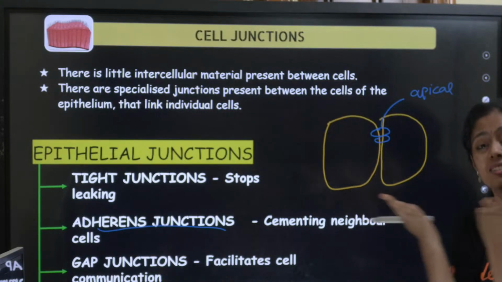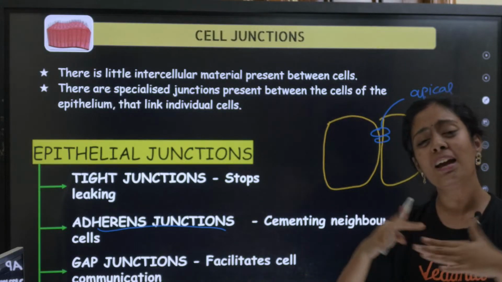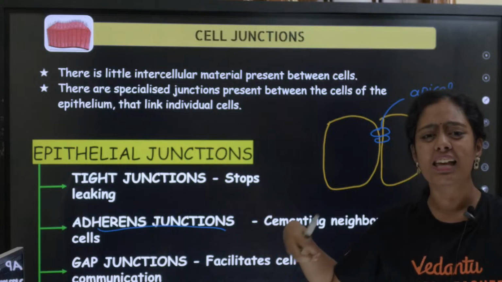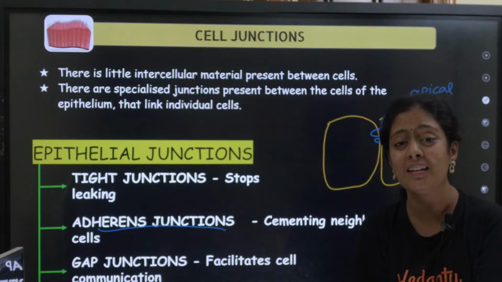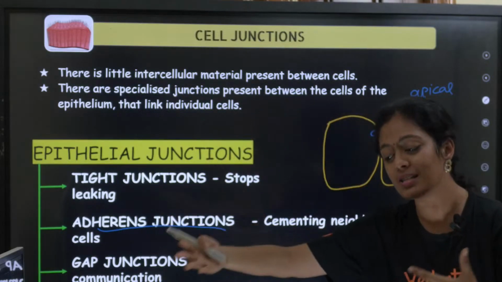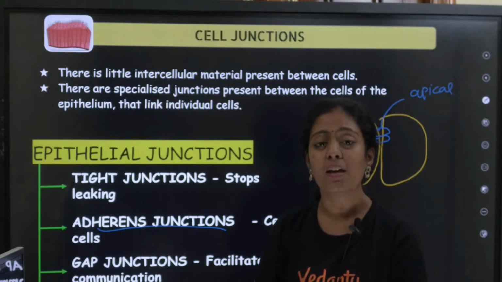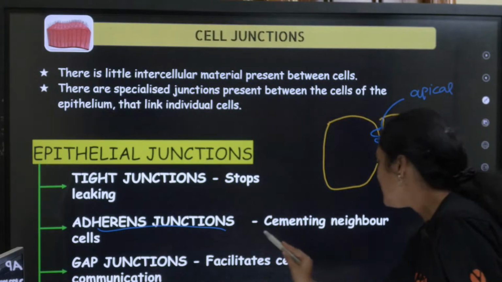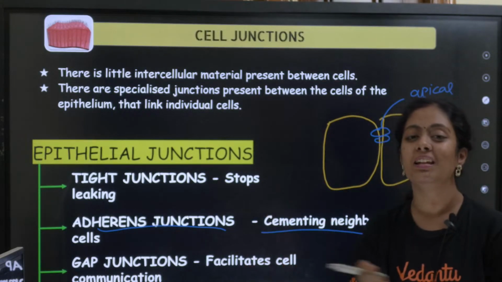Next you have the adherens junction. They are basically adhering the two cells, joining the two cells together. Why should the cells always be together? Can they just be scattered? No, they cannot be scattered. They should always be together. Why? Because cells form tissues, tissues form organs, organs form organ systems, and organ systems form the organism. For that level of organization we have the adherens junction. They cement the neighboring cells; they act as glue between them.